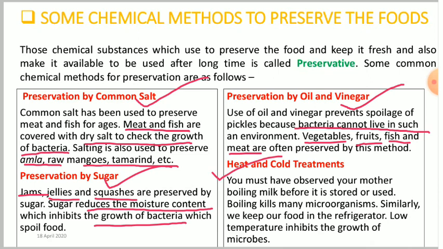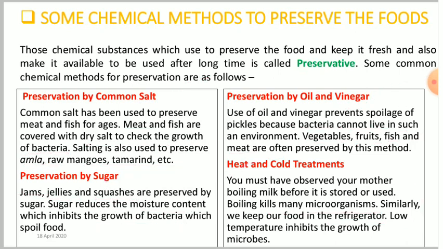How? You might have observed that your mother used to boil the milk before it is stored or used. So what does boiling do? It kills many microorganisms in the food. Similarly, if we keep our food in a refrigerator, what does it do? It checks the growth of microbes in the low temperature, because the temperature in a refrigerator is very low, almost between 5 to 7 degrees Celsius. So it checks the growth of microbes, isn't it?